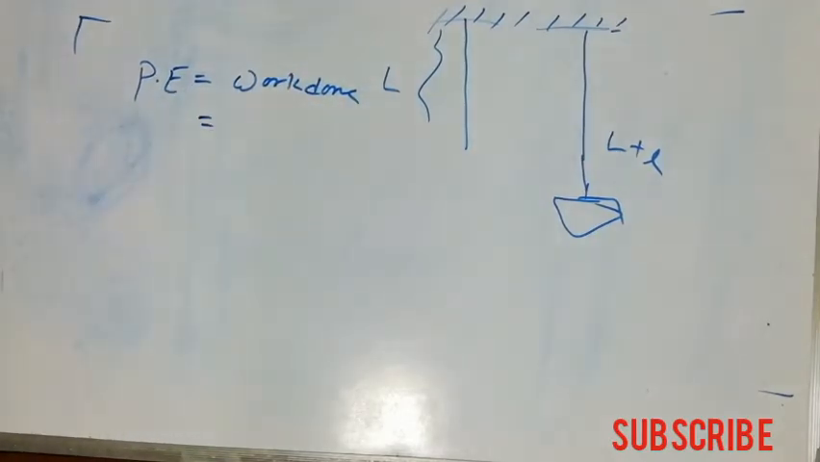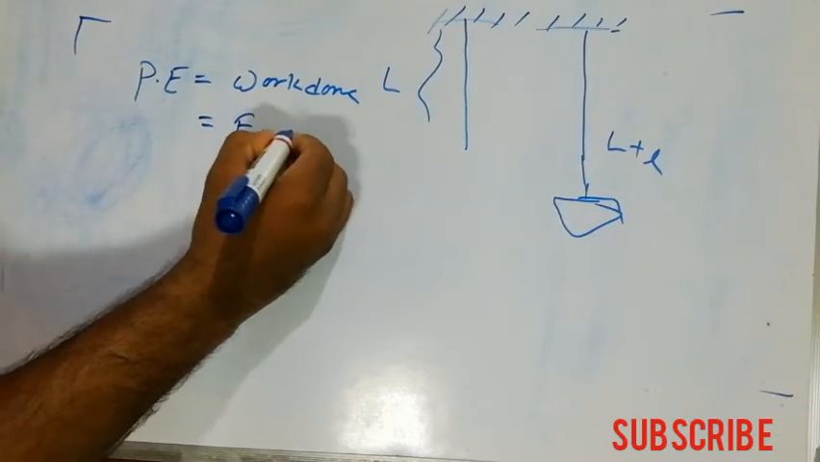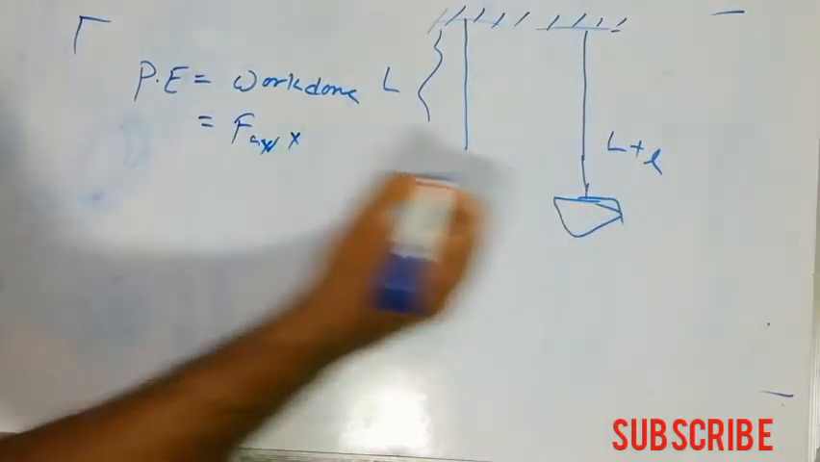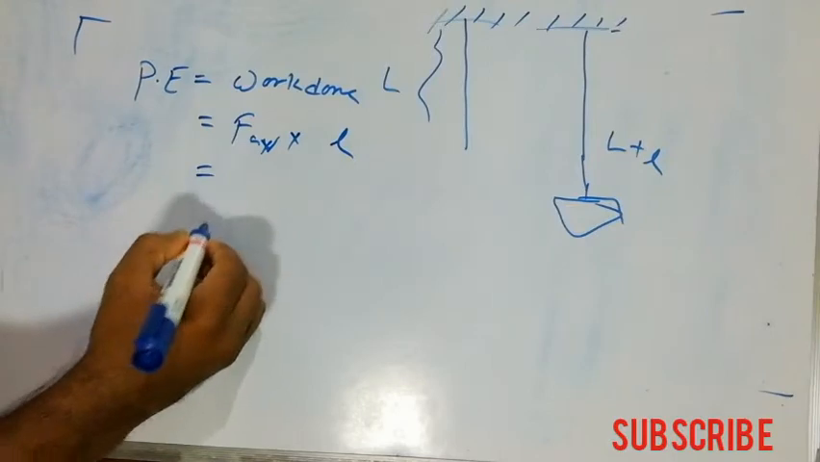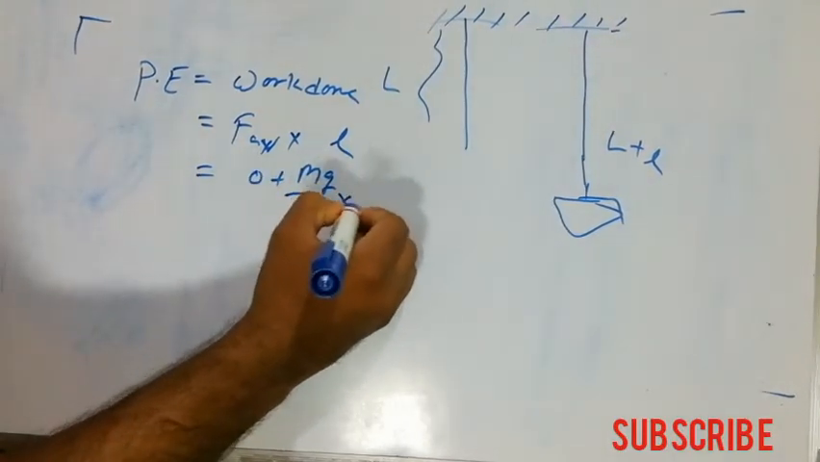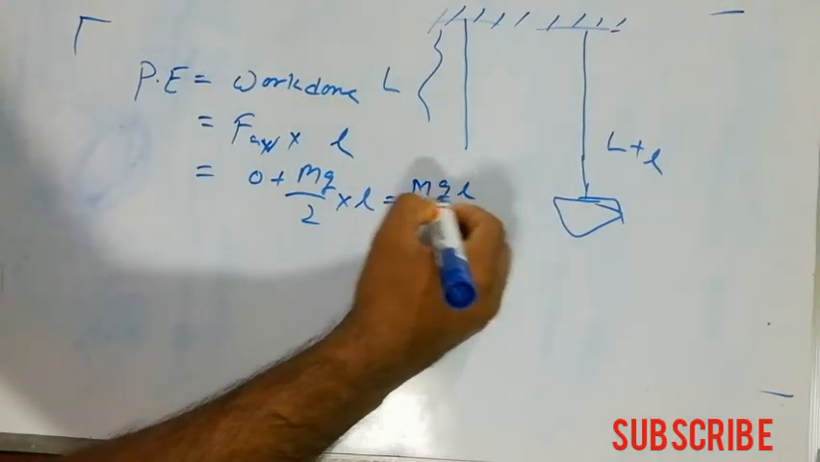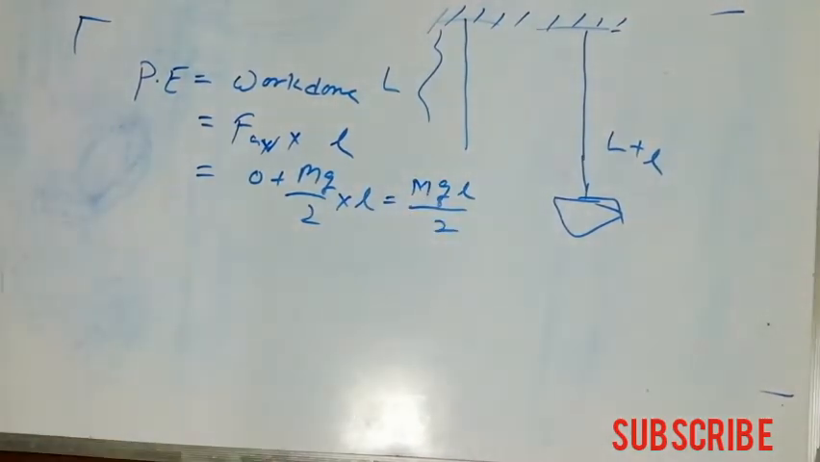And what is work done? Work done is equal to average force into displacement. Displacement is small l. So average force is equal to (0 plus mg) by 2, into small l. So the answer is mgl by 2. So the option is option 3. Okay.